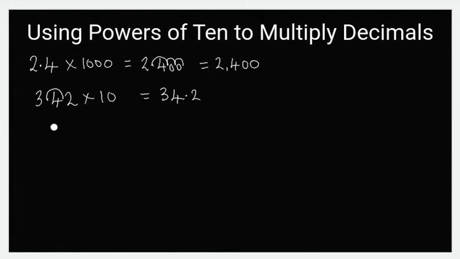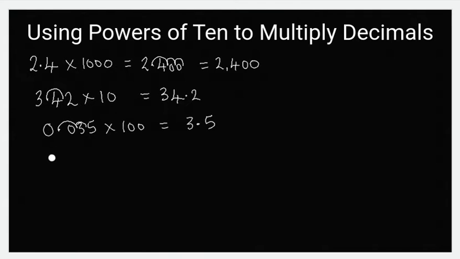Okay, we'll do a few more examples so you really get a hang of this. 0.035 times 100. How many zeros do we have here? 2. You got that right. How many times are we moving the decimal point? 2 times. 1, 2. So our answer will be 3.5. As easy as that, right?